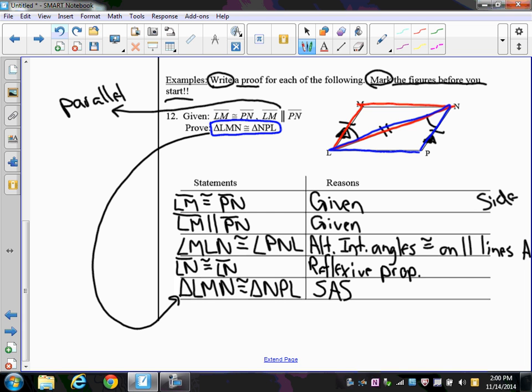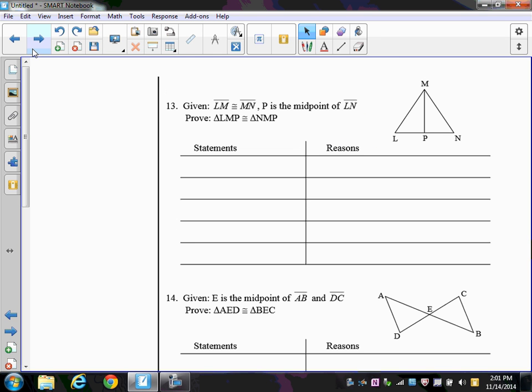So we already explained all of those things, and hopefully you were able to follow all of that. This is just a formal way of writing it. So whenever I take a look at it, I have side, angle, side. And there's my reason, side, angle, side. Let's do one more of these proofs together. And you should try number 13 on your own.